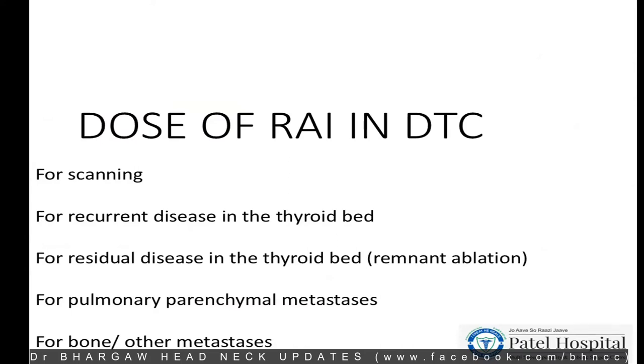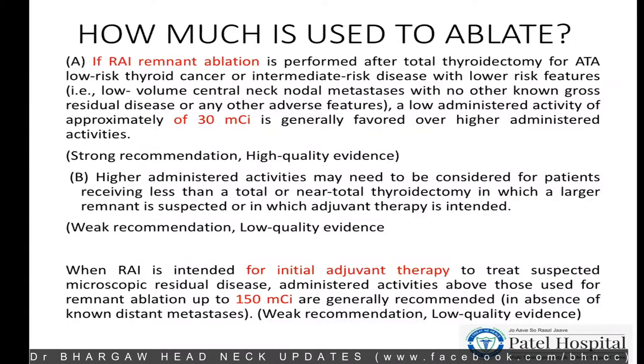Remember now, talking in isolation about radioactive iodine, there are different doses that are used for scanning, for recurrent disease in the thyroid bed, for residual disease, for pulmonary mets, and for bone mets. Let's look at a little bit more of this. Remember, thyroid bed disease and low-risk thyroid cancer, there is enough evidence that you can ablate it with the so-called OPD dose or something less than 49.9 millicuries. This is a strong recommendation with high-quality evidence. However, if you have suspected microscopic residual disease, then doses of up to 150 millicuries are used.